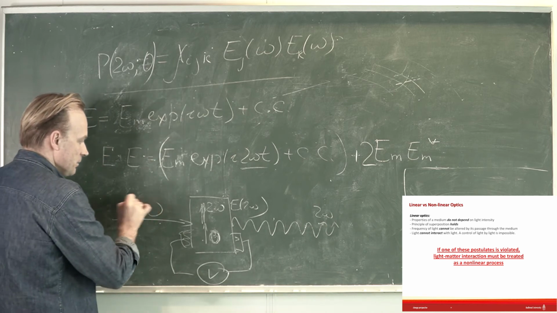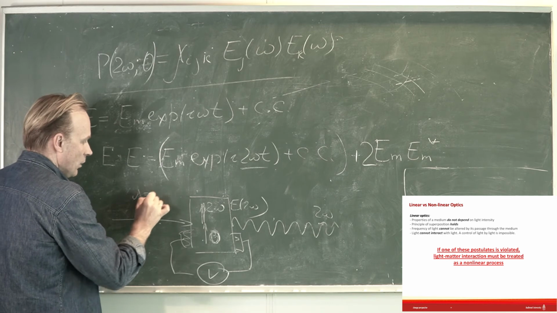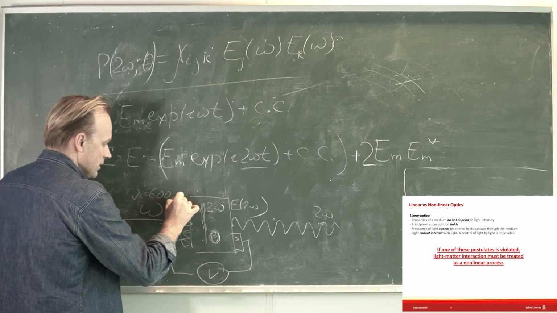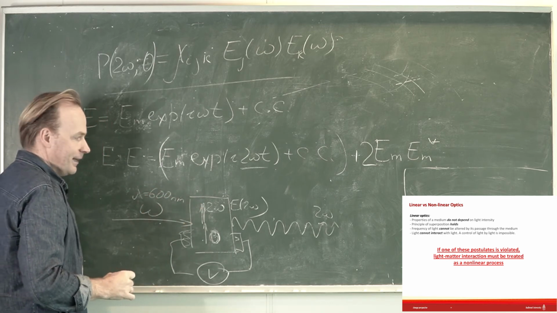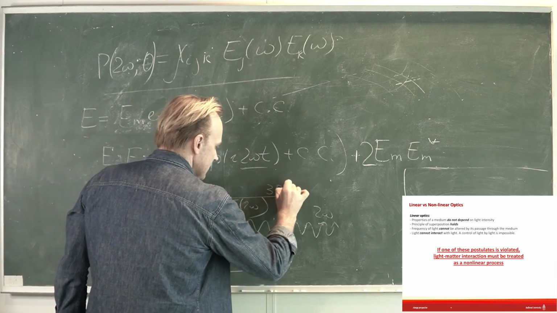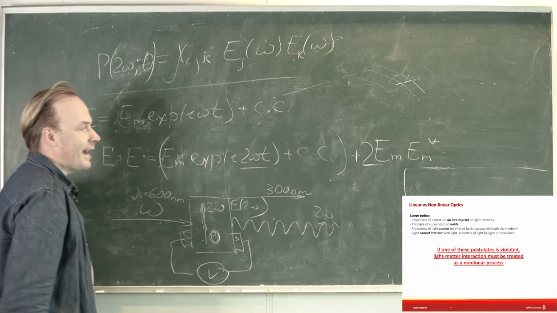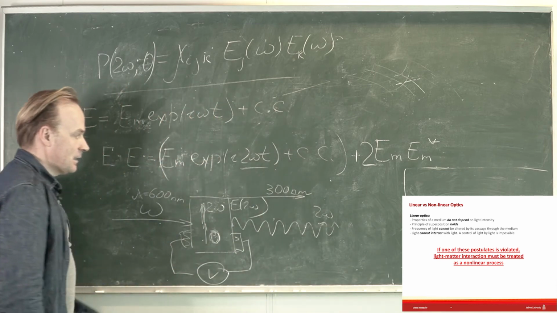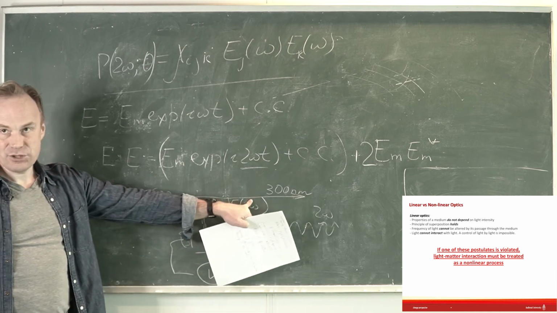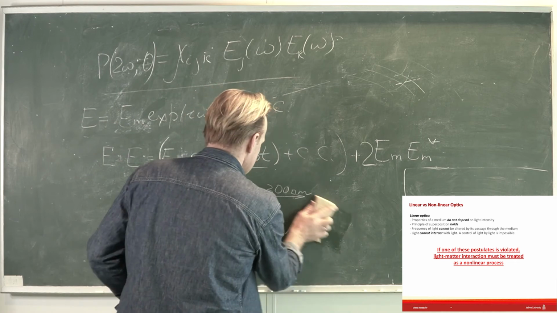So for instance, if you send here light with a wavelength of 600 nanometers, which corresponds to red light, the wavelength of light coming out would be 300 nanometers. It would be blue or even close to ultraviolet. So the color of light will change. And this phenomenon is called nonlinear optics.